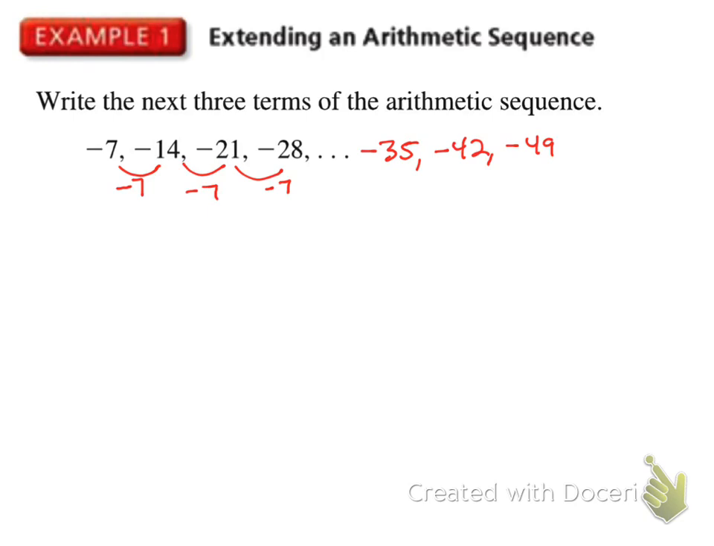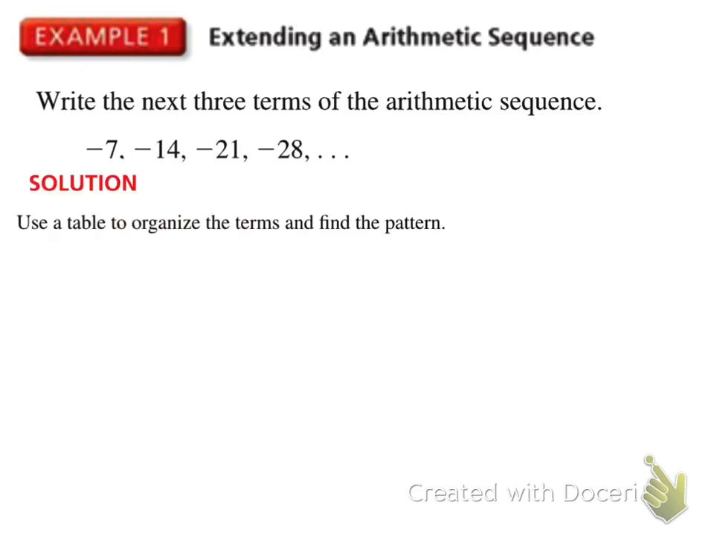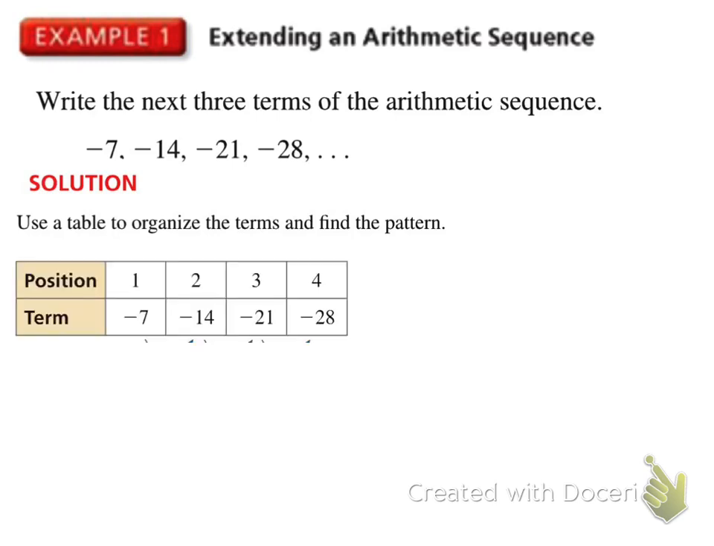That's a lot of your problems for homework tonight, right? Kind of like elementary school, but now we're putting some vocabulary to it. So, finding the next three terms in an arithmetic sequence, we can use a table to organize. What we do is we take terms in a sequence and create a table, either vertically or horizontally, and we say this is the position number and this is the term.